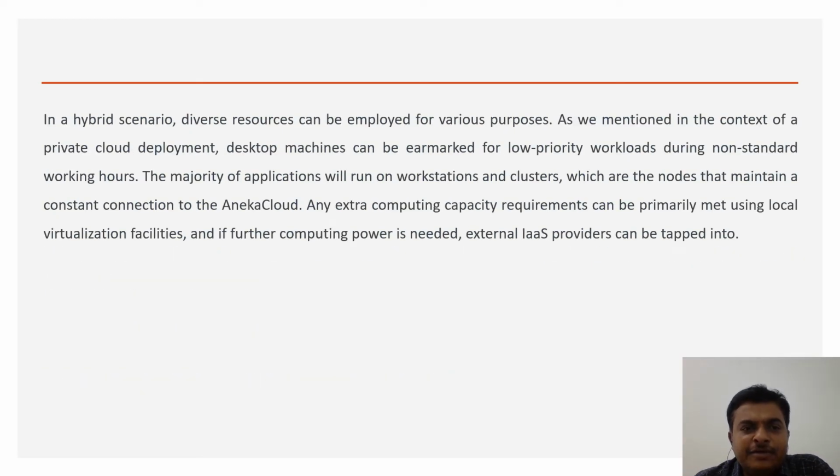So in this scenario, diverse resources can be employed for various purposes. That is, we can use several types of systems: desktop systems, or public cloud deployed as servers can be used. As we mentioned in the context of a private cloud deployment, desktop machines can be earmarked for low priority workloads during non-standard working hours. The majority of applications will run on workstations and clusters, which are the nodes that maintain a constant connection on the Aneka cloud. Any extra computing capacity requirements can be primarily met using local virtualization facilities.